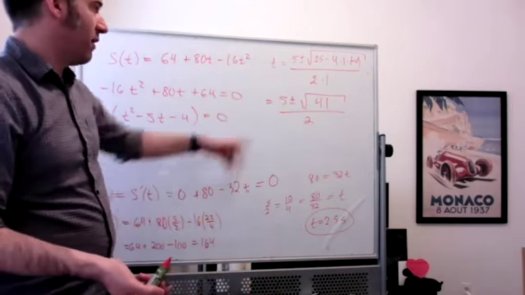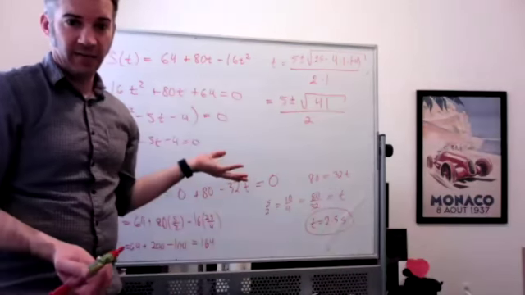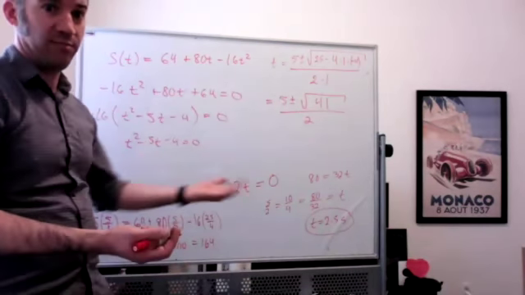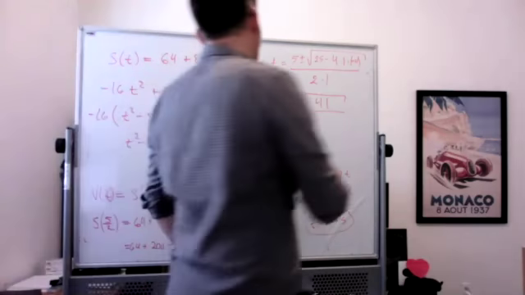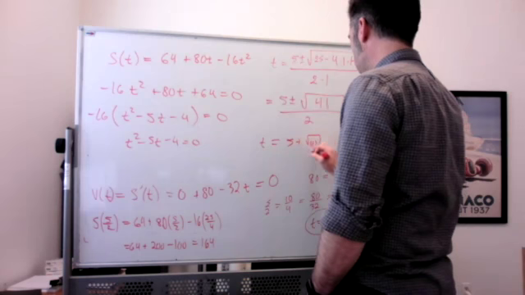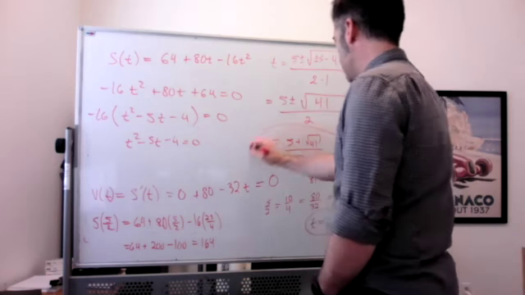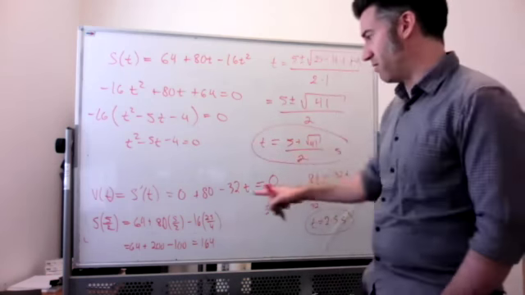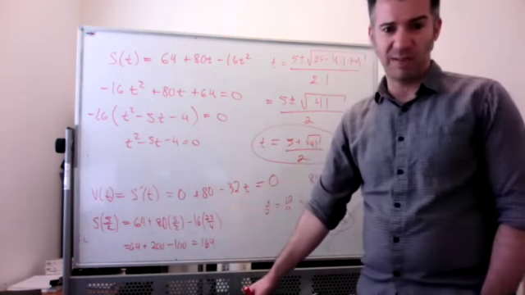We do know 5 minus the square root of 41 is negative. It wouldn't make sense for it to be hitting the ground backwards in time. So our time is 5 plus the square root of 41 over 2 seconds. And then we would plug that into the velocity equation to figure out what speed it hit the ground at.